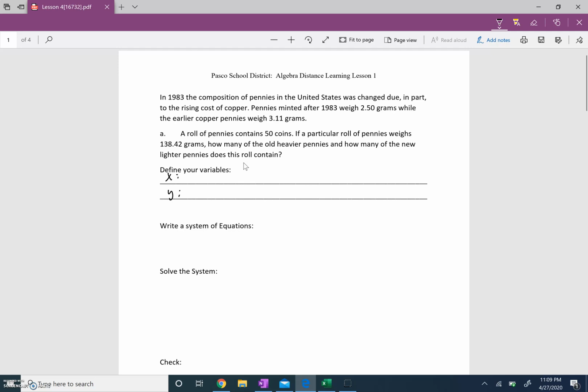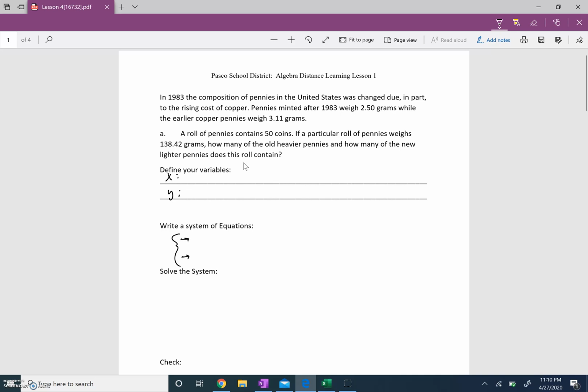For example, 2.50 grams for the newer pennies versus 3.11 grams for the older pennies is going to be important, as well as the total weight in grams and the total number of coins. So you are going to have to utilize all those things together to come up with a system of equations. So you should end up with one equation here and another equation here.